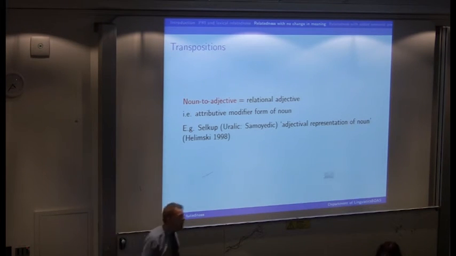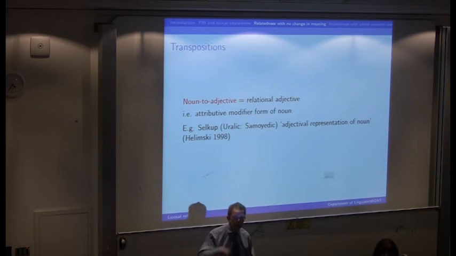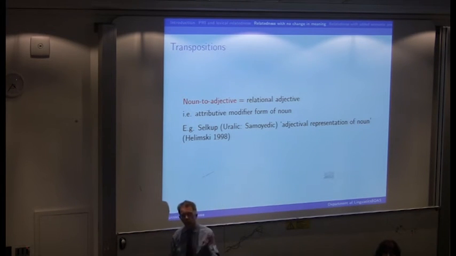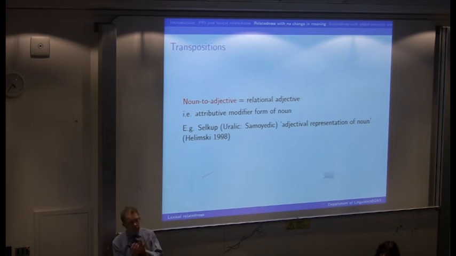Now, English doesn't need to do that because we've got compounding instead. We can say preposition phrase. In languages where you can't do that, you have to turn it into an adjective. But you're not adding any meaning. You've got a noun, you want that noun to modify another noun. You don't have compounding, so you have to turn the first noun into an adjective. And that's a relational adjective.